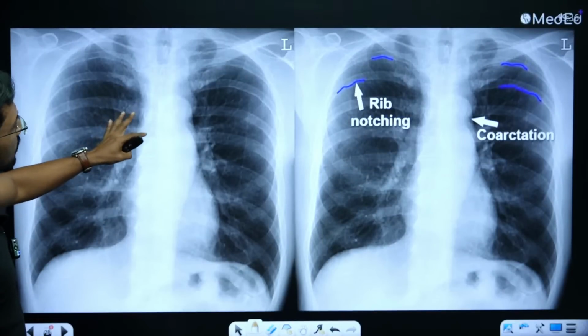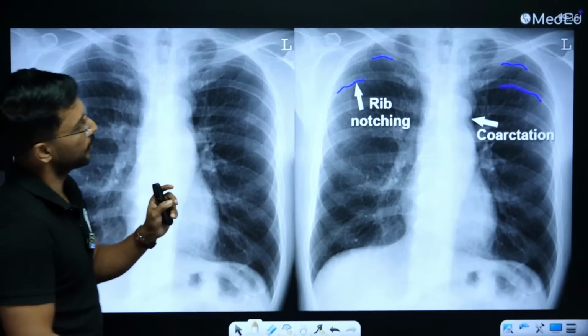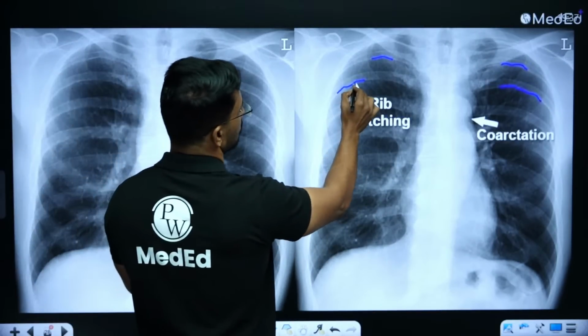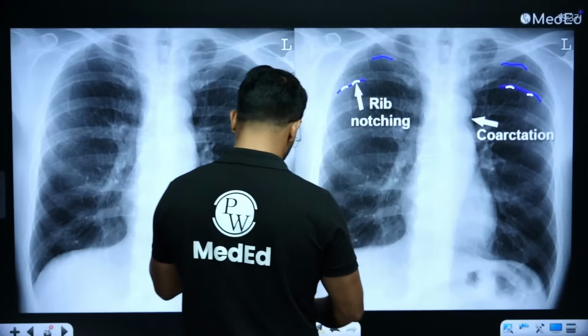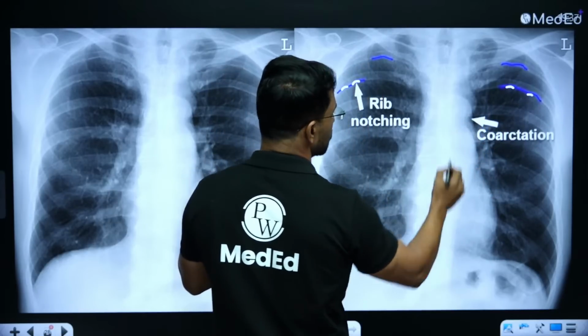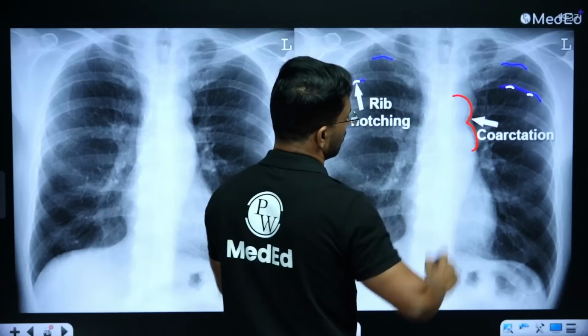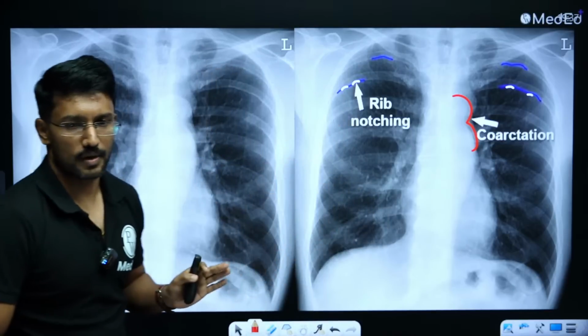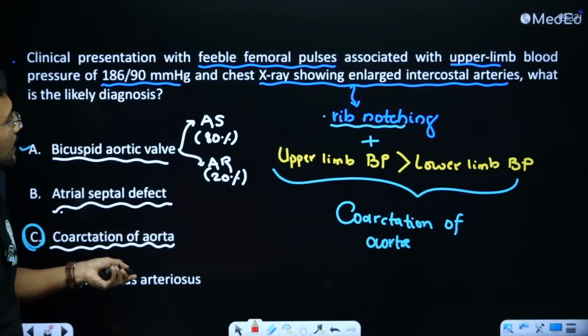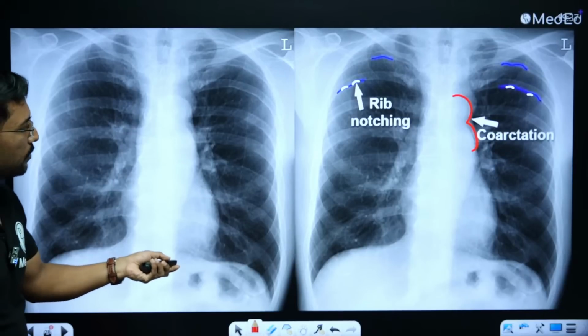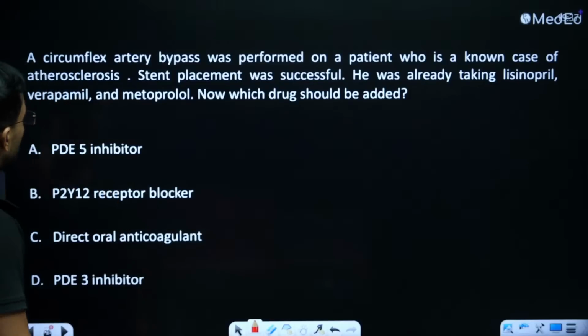Okay, so this is an X-ray of a patient with coarctation of aorta, where you can see the notching of the ribs, and also the figure 3 sign in case of coarctation of aorta, right? This anyway Rishabh will cover in radiology in sufficient detail. Okay, so let me now take you to the next question.